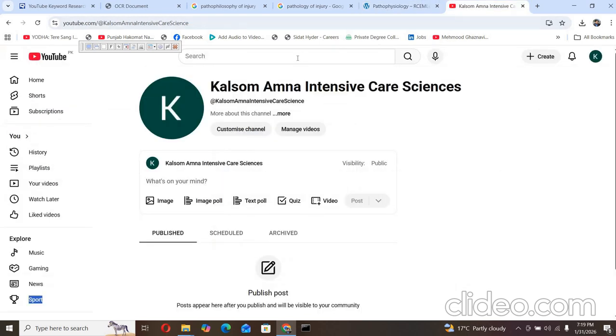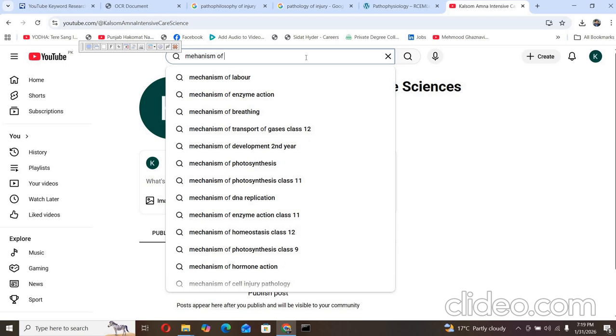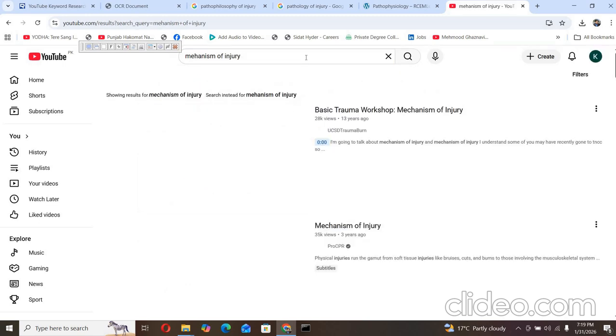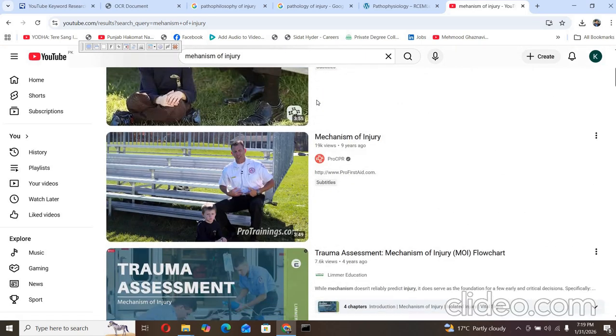Crush injuries, burns, blast, acceleration, deceleration. So let's study the mechanism of injury.